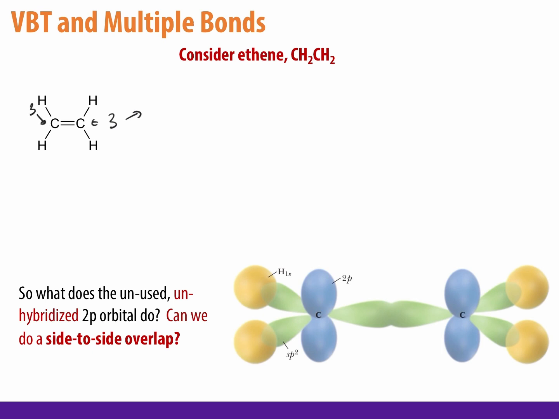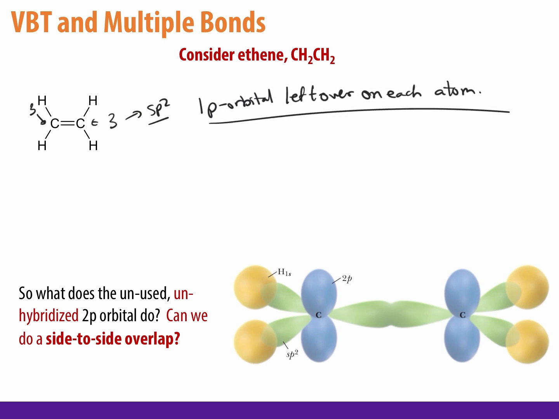That means each of these is sp2 hybridized. So each of these carbons is sp2 hybridized. When we have sp2 hybridized atoms, what that means is that there's one p orbital left over. What we've done so far, we can say that the sp2 hybrid orbitals are going to be used to form these sigma bonds, the first bond between each atom and the bonds here to the hydrogens. But we don't know what's going on with that second bond. So we do have an unhybridized p orbital on each atom.